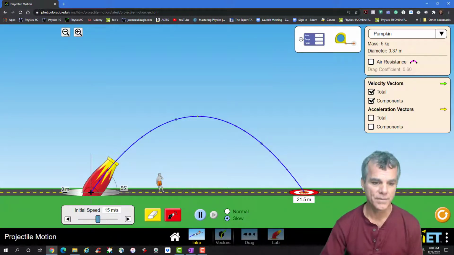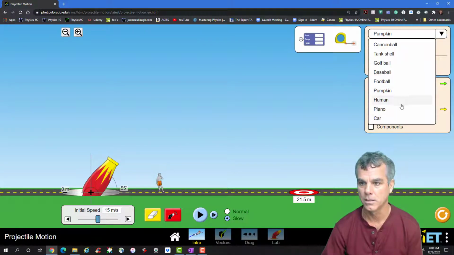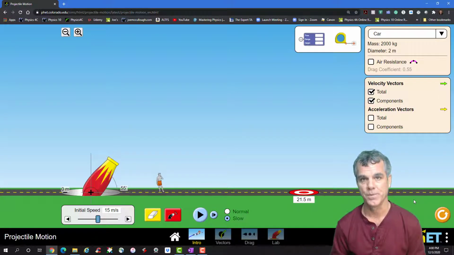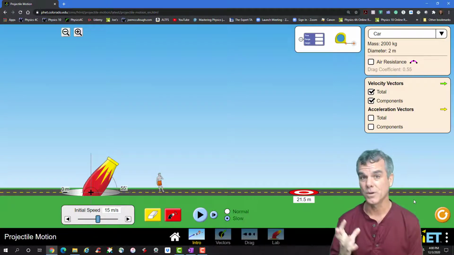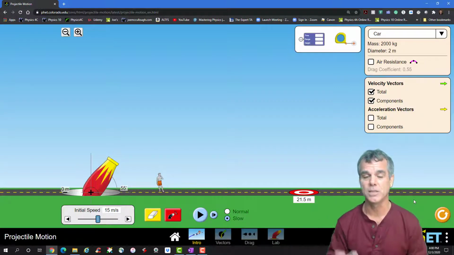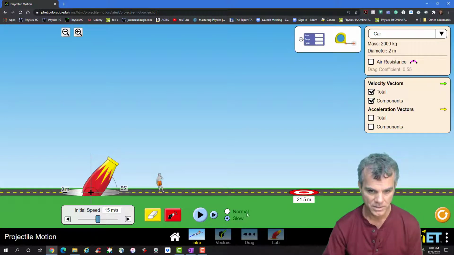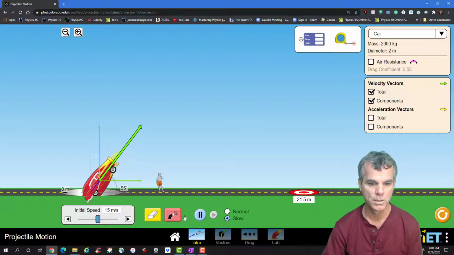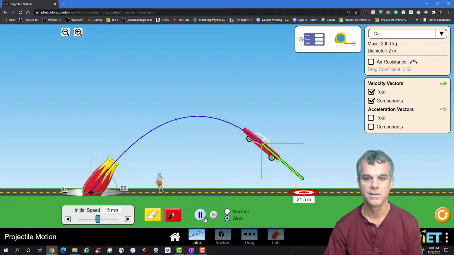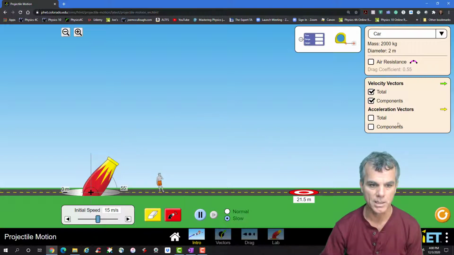Quick question. If instead of firing a pumpkin, I fired a car, would I expect the path of the car to be any different than the path of the pumpkin? The simple answer is no. If there is no air resistance, it does not matter the mass of the object or the size of the object. All objects would travel the exact same path given the same initial conditions. So I fire this car. Woohoo! Bullseye! So let's change this back to a pumpkin again.